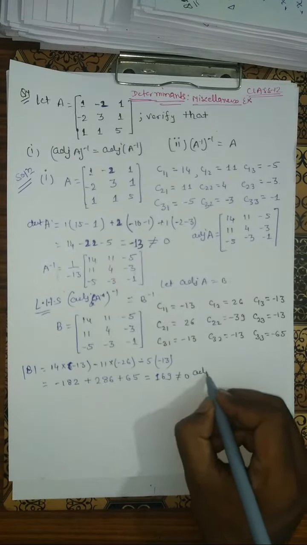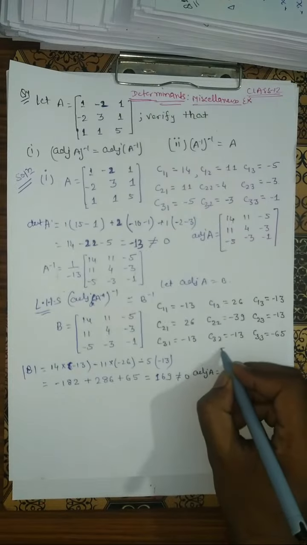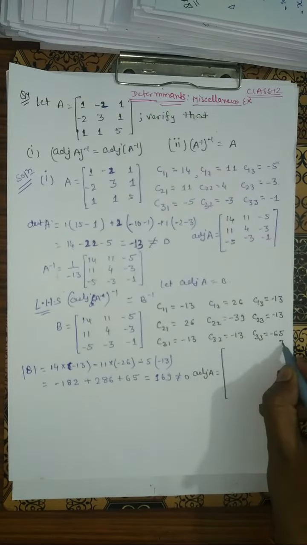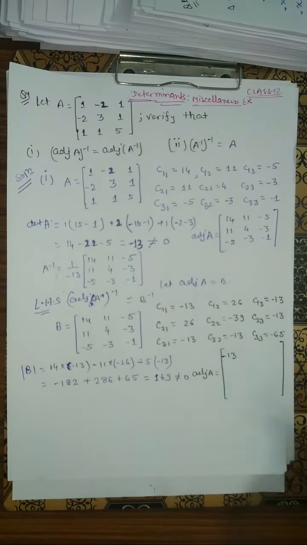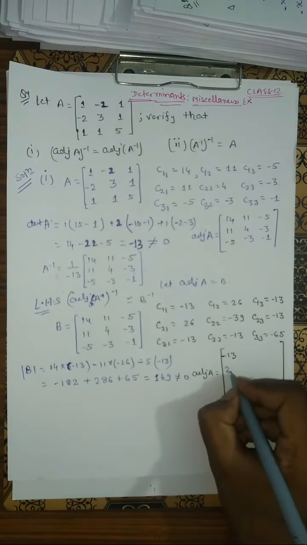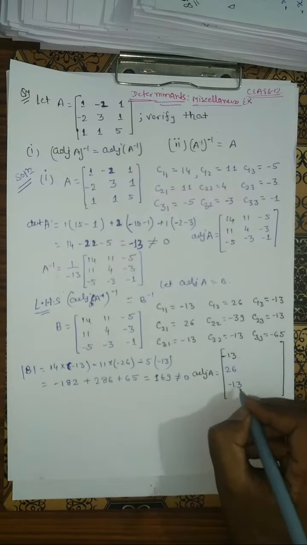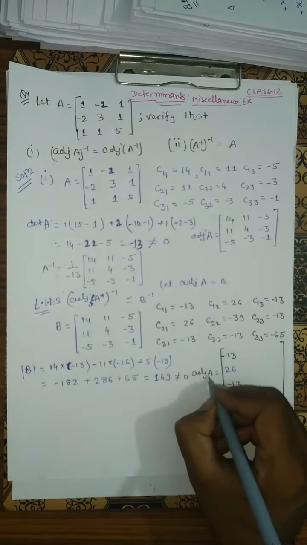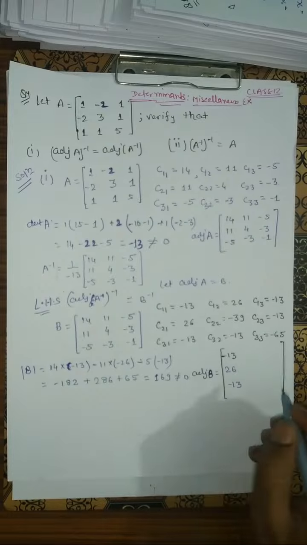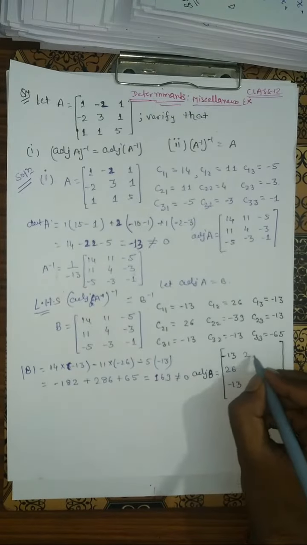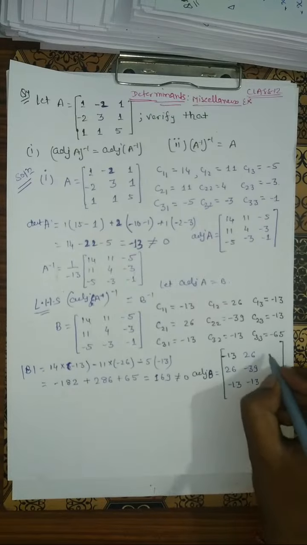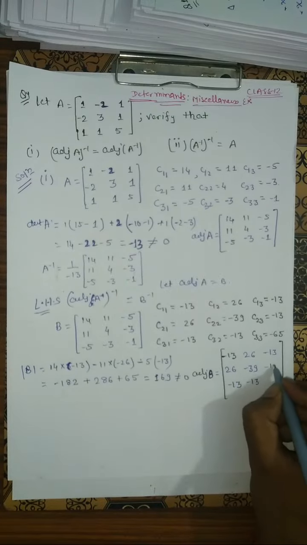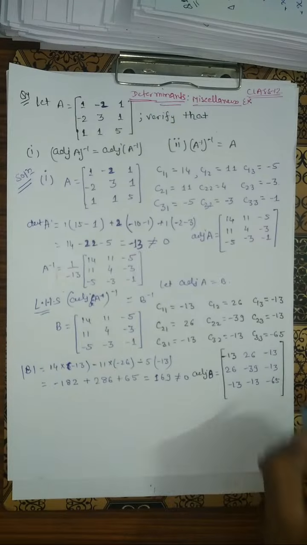So now बच्चों, adjoint A equal to, आप फर्स्ट रो को फर्स्ट कॉलम में लिखेंगे -13, 26, -13. सॉरी बच्चों, B, adjoint B. सेकेंड रो को सेकेंड कॉलम में लिखेंगे 26, -39, -13 एंड -13, -13, -65.